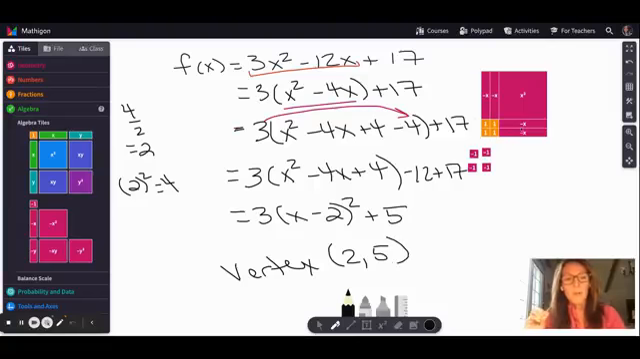All right, so I'm hoping with the visuals of the algebra tiles, you can make that connection as to why we took out the leading coefficient of 3, because in order to complete the square, I do need to have a leading coefficient of 1 in my expression. Okay, good luck.